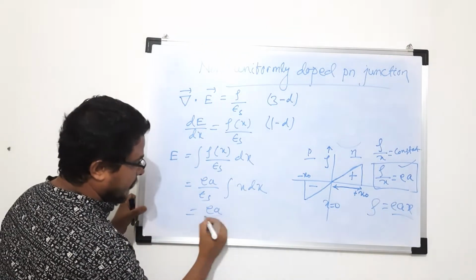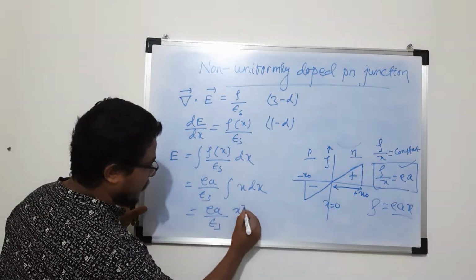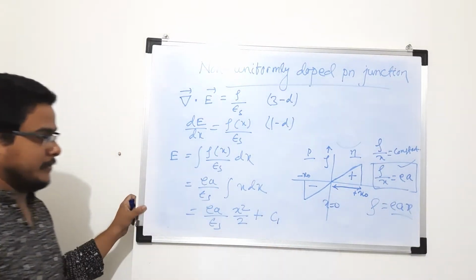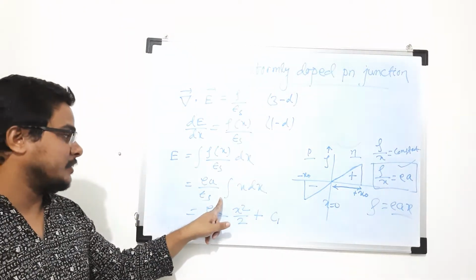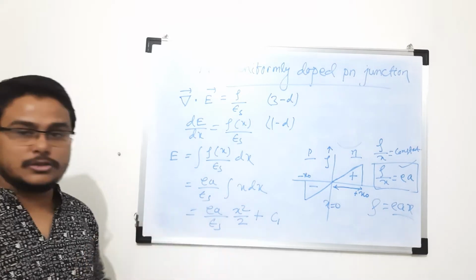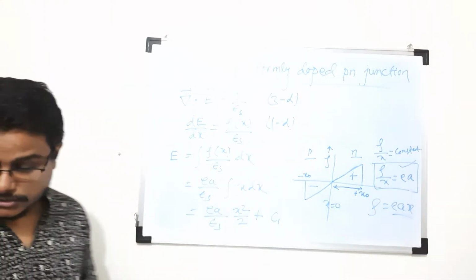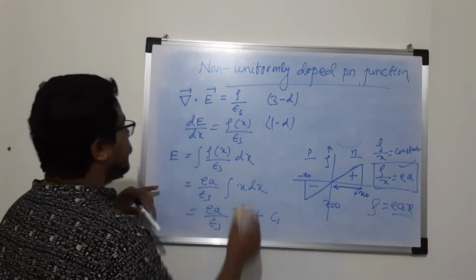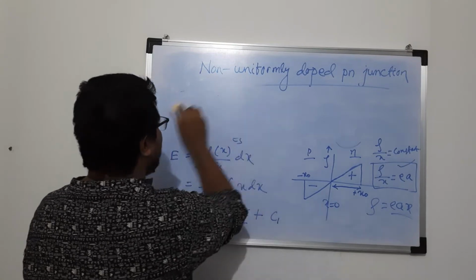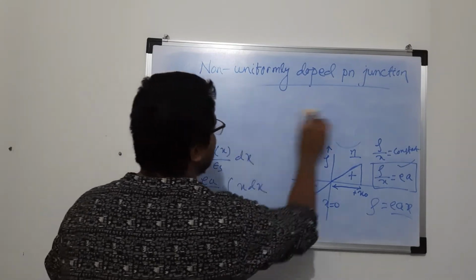So Ea by epsilon s and x dx we can write as x square by 2 plus some constant of integration, because it is indefinite integration. There are no limits here, so the constant of integration we need to take into consideration, right? After this we need to evaluate the value of this constant of integration. By using a proper boundary condition we will be able to evaluate the value of C1.